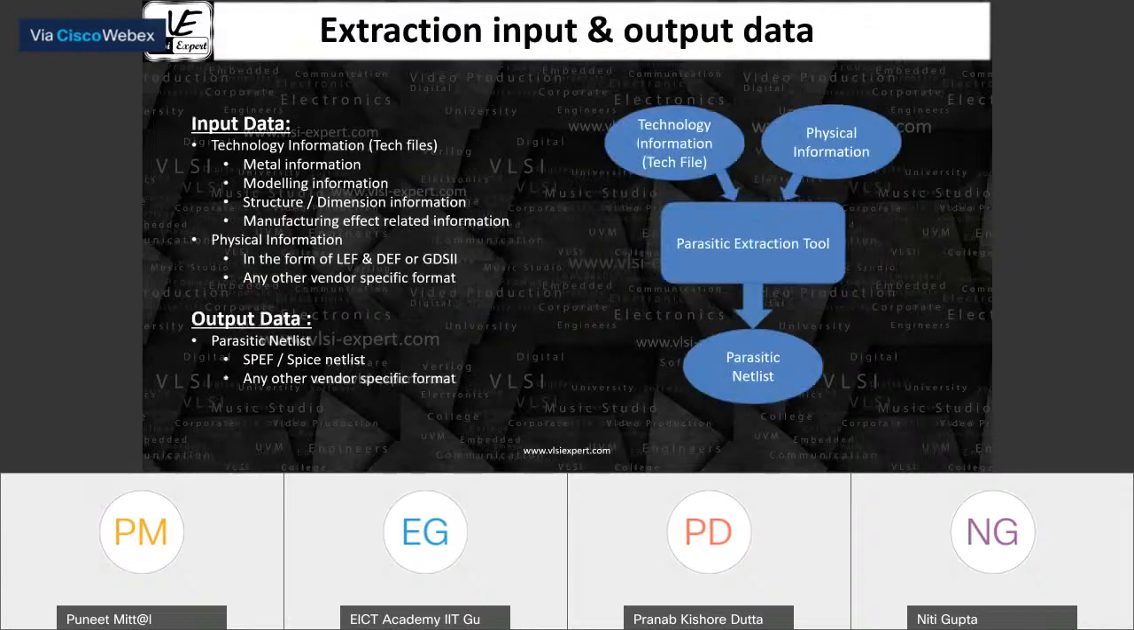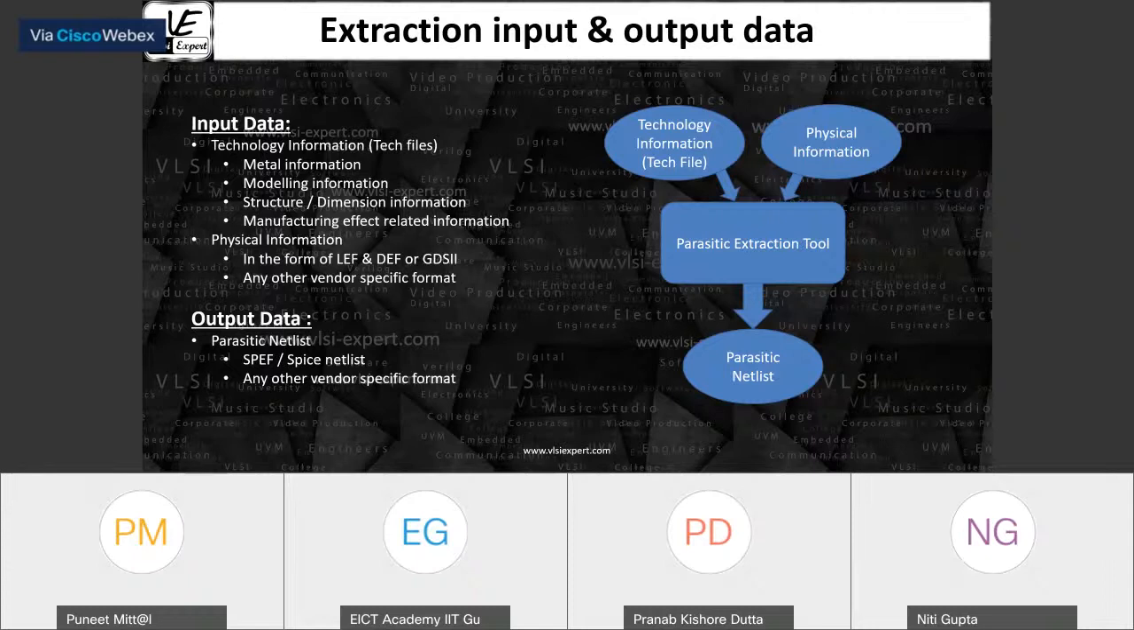So this is the exception data. That means, in terms of parasitic extraction, what are the different files you need? First you have to understand parasitic extraction. Parasitics means we are talking about R and C, so we are talking about that particular part.